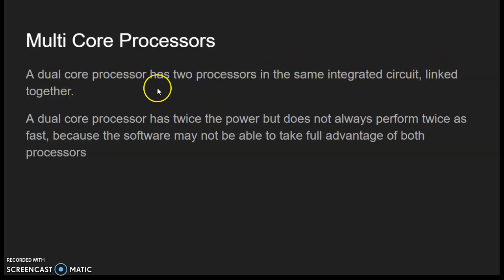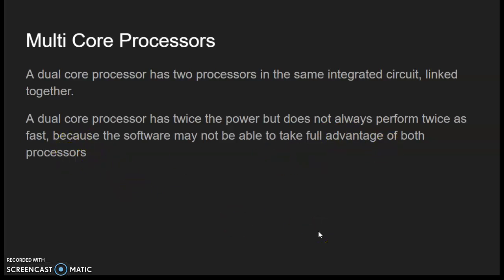Multi-core processors, so a dual-core processor has 2 processors in the same integrated circuit linked together. It's kind of considered like a sandwich nearly. The top slice of bread and the bottom slice of bread joined together by the stuff in the middle. So a dual-core processor is twice the power, but does not always perform twice as fast, because the software may not be able to take full advantage of both processors.